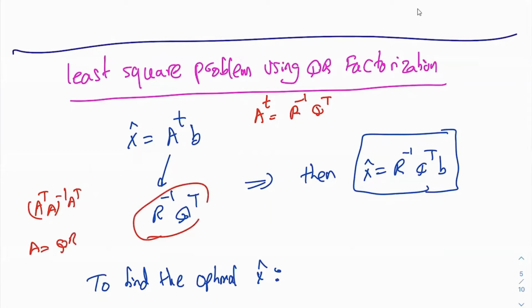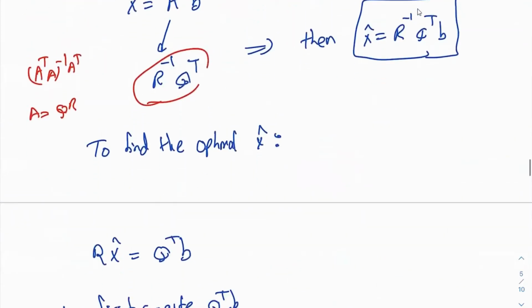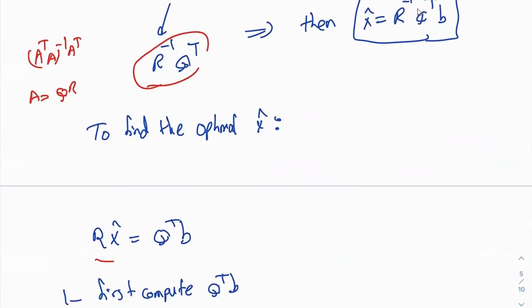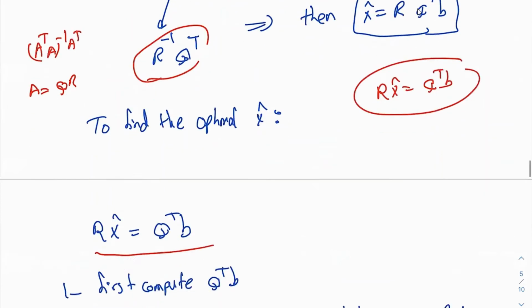So in that case, the solution X hat is going to be R inverse Q transpose times B. So what do we do if we want to find the solution using the QR factorization? This is the step we follow. First, let's see why this equation is correct. If X hat is equal to R inverse Q transpose B, go ahead and multiply both sides of this equation by R from the left side. So you get R X hat is equal to Q transpose B, and that's this equation.